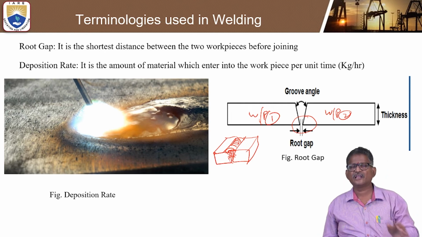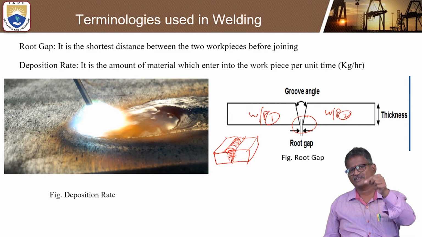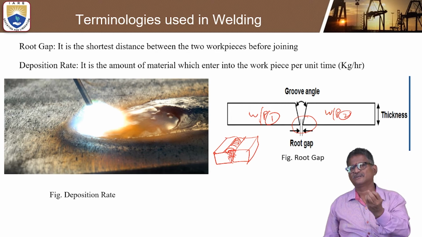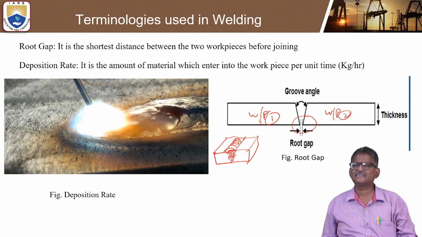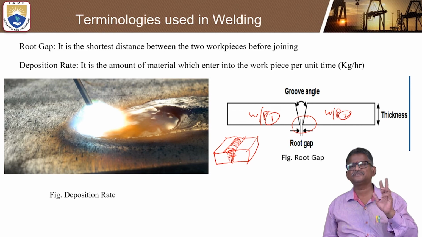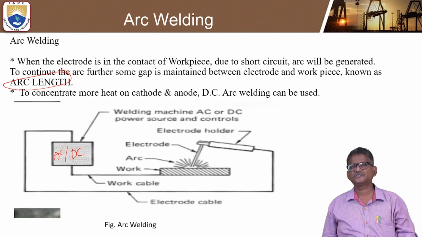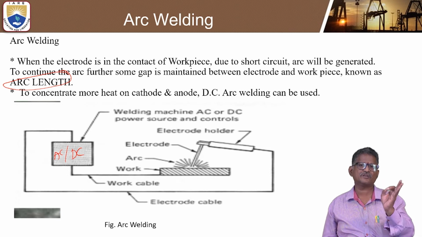Okay, and the left side is the deposition rate. How it is performed, you can see: while the filler rod touches the workpiece, sparks are generated. Due to that only, the deposition rate occurs, depending upon DC SP, DC RP or AC. This is the basic concept you can understand about what is arc length.